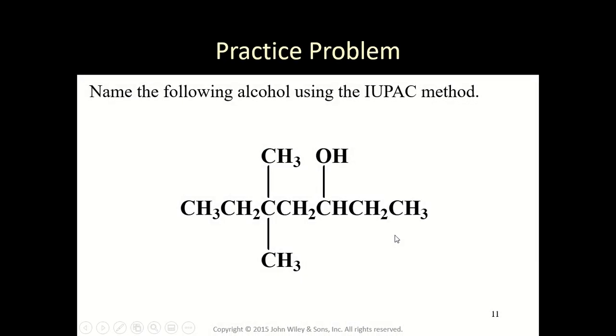Name the following alcohol using the IUPAC method. Again, 1, 2, 3, 4, 5, 6, 7. That probably looks like heptane. And it looks like I've got a methyl group here and a methyl group here, and I've got an alcohol group here. So the alcohol group would trump. So I get a number from this side. 1, 2, 3. So it would be 3-heptanol. And then 4, 5, 5, 5-dimethylheptanol, as best as I can see.